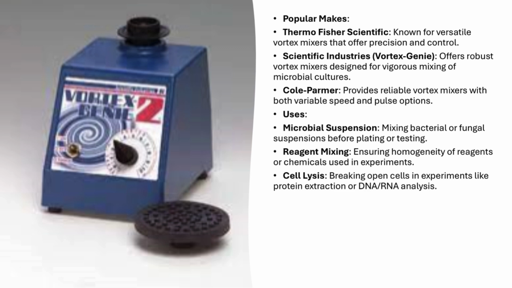Microbial suspension. When working with bacterial or fungal suspensions, it's important to mix the sample thoroughly before plating or testing. A vortex mixer ensures that the sample is uniform and that cells are evenly distributed in the suspension. Reagent mixing. Vortex mixers are also commonly used for mixing reagents and chemicals. Whether you're preparing culture media, buffers, or other solutions, a vortex mixer guarantees that everything is properly mixed for accurate results.